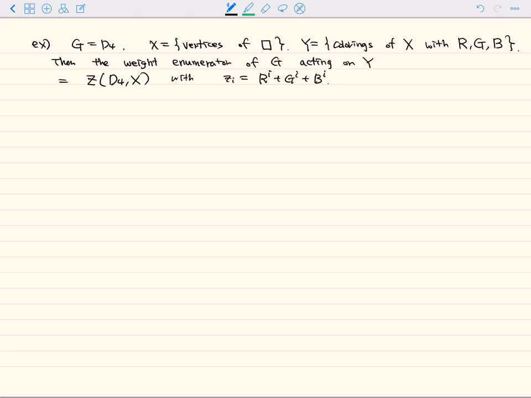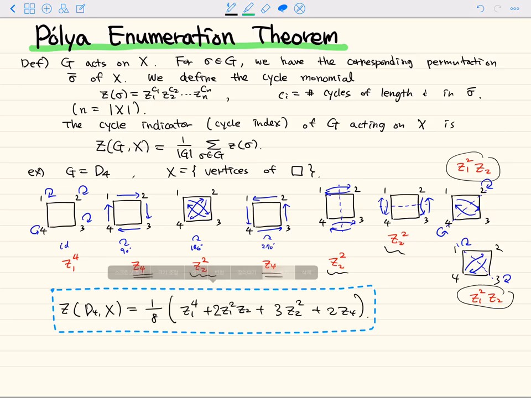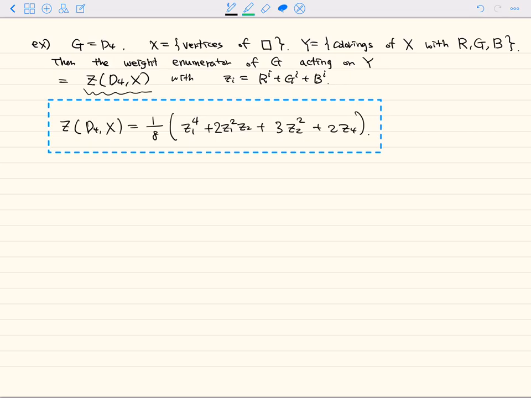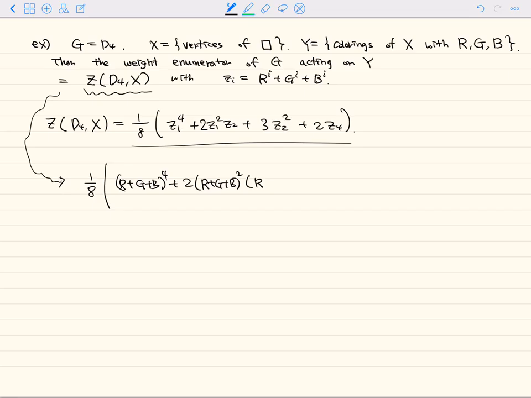Okay, now we already computed this before, so let's copy that down, which is down here. So we know the cycle indicator. What we need to do here is replace Z1 by R plus G plus B. We replace Z1 by R plus G plus B, squared. We replace Z2 by R squared plus G squared plus B squared. Plus, replace Z2 by R squared plus G squared plus B squared. And then we replace Z4 by R to the 4th plus G to the 4th plus B to the 4th. Like this. So this is the cycle indicator.